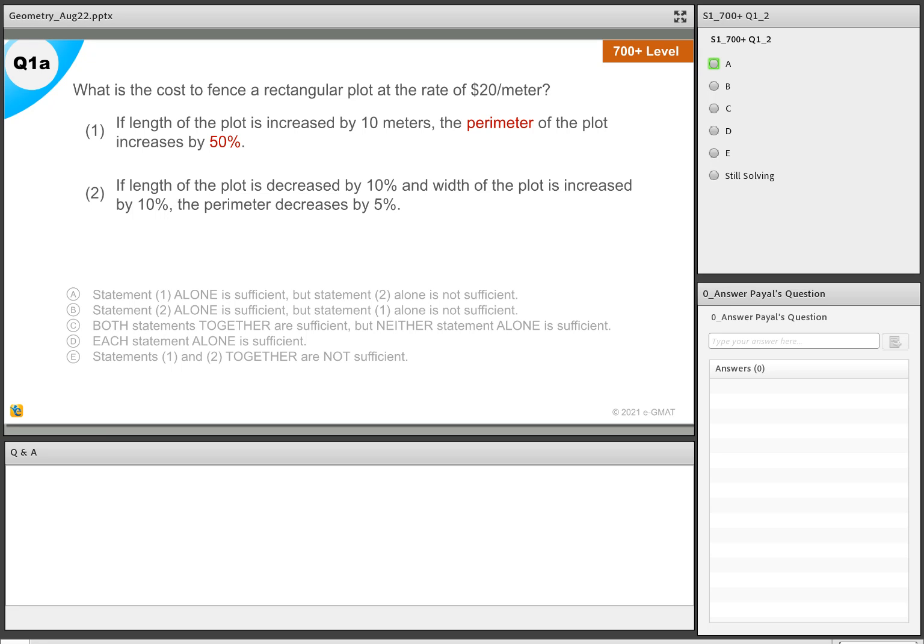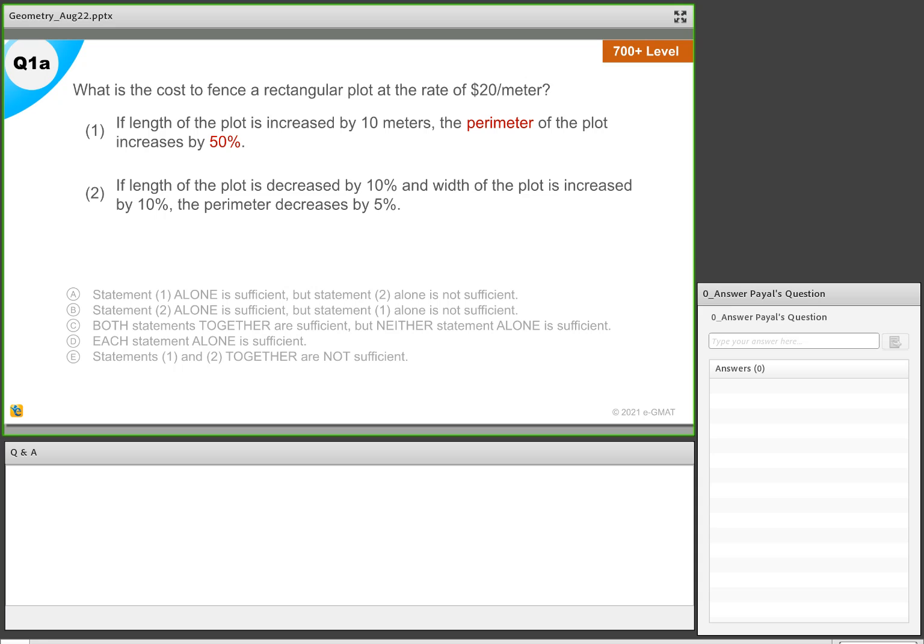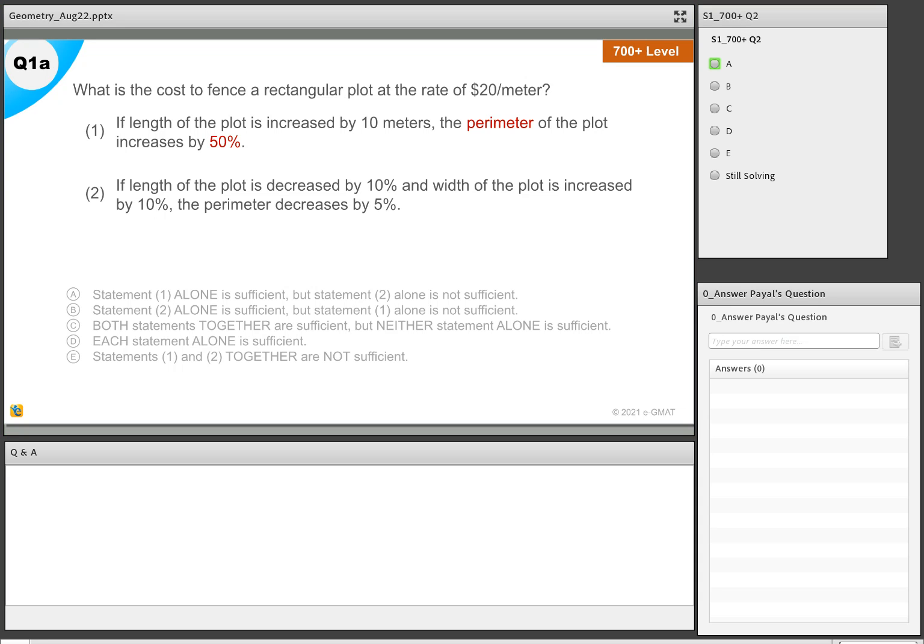All right, last 5 seconds to mark the answer for this question. If you have not marked it, please do so. 3, 2, 1, and 0. All right, I'm going to end the poll, and I'll take the poll down. Bring in the poll for the third question, question number 2. All right, same process. I want you people to mark still solving, please.